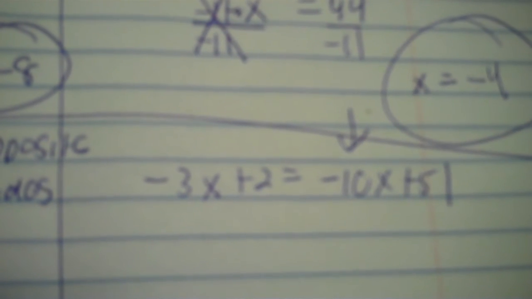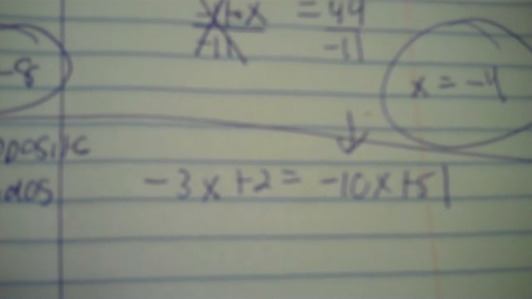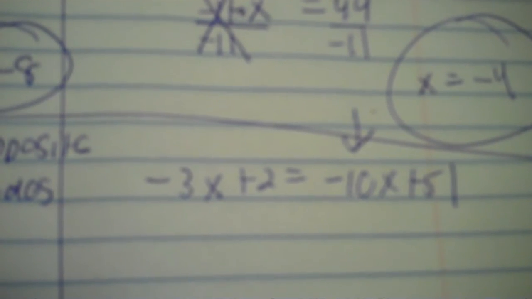Okay, next problem. Negative 3x plus 2 equals negative 10x plus 51. Again, we're solving for x, but there are two different x's in the problem, the negative 3x and the negative 10x. So which one of those is smaller? Negative 10x is smaller, definitely. Okay, so that has a negative. Now we think of that as a minus sign. So what would be the opposite of minus 10x? Be plus 10x.